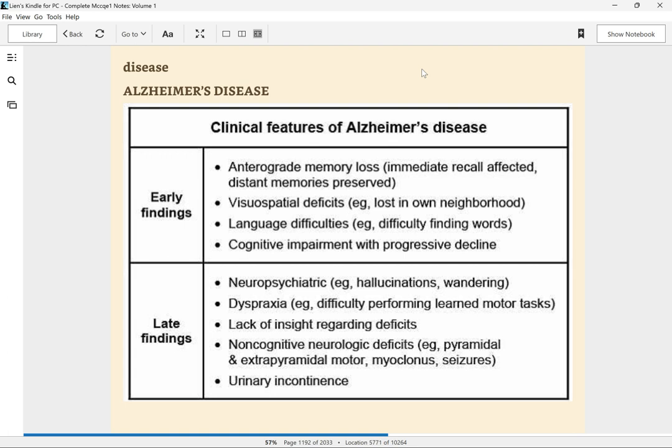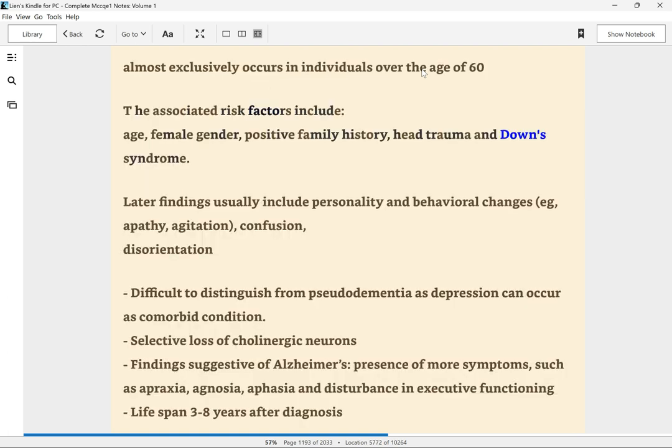Alzheimer's disease almost exclusively occurs in individuals over the age of 60. Associated risk factors include age, female gender, positive family history, head trauma, and Down syndrome. Later findings usually include personality and behavioral changes, e.g., apathy, agitation, confusion, disorientation. Difficult to distinguish from pseudodementia, as depression can occur as a comorbid condition.